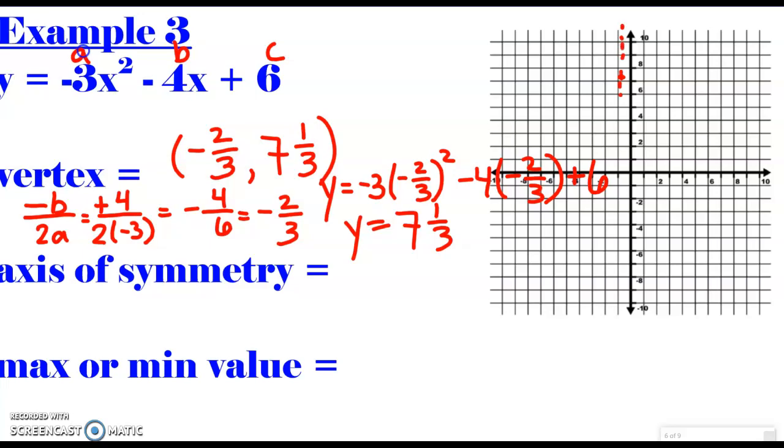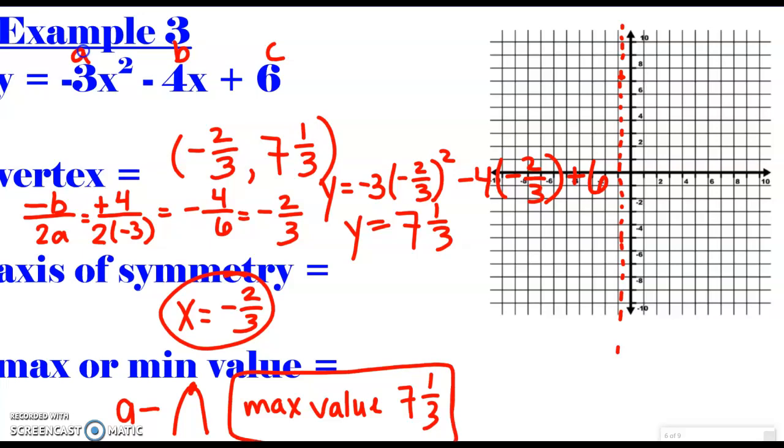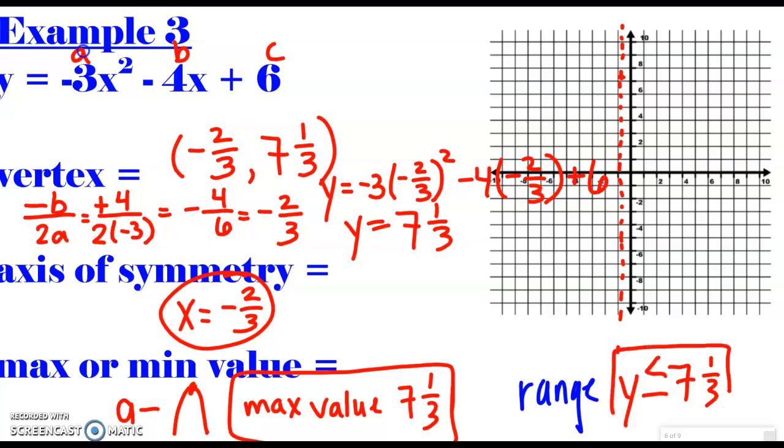Then the axis of symmetry is going to go through there. So our axis of symmetry is x equals negative 2/3. A is negative, so this opens down, so it's going to have a maximum value, right? It's going to max out at 7 1/3, which makes our range, we know it's y, we know it's 7 1/3. Since that's the top of the mountain this time and it goes down forever, it'd be less than or equal to 7 1/3.